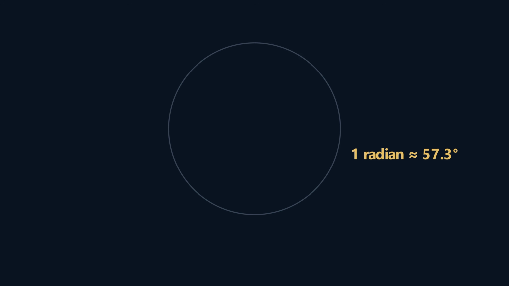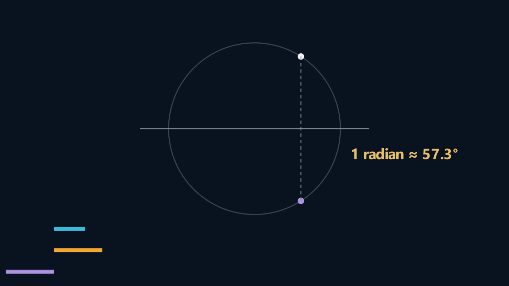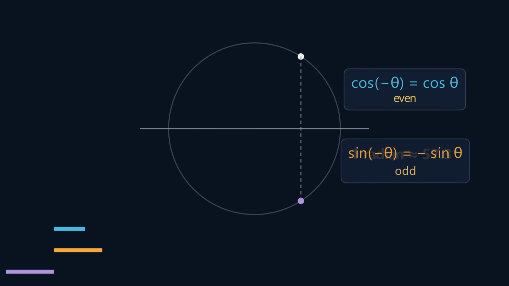The circle also hands you the symmetries for free. Reflect a point across the horizontal axis, and the x-coordinate is unchanged, while the y-coordinate flips. So cosine of minus theta equals cosine of theta, and sine of minus theta equals minus sine of theta. Cosine is an even function. Sine is an odd one.